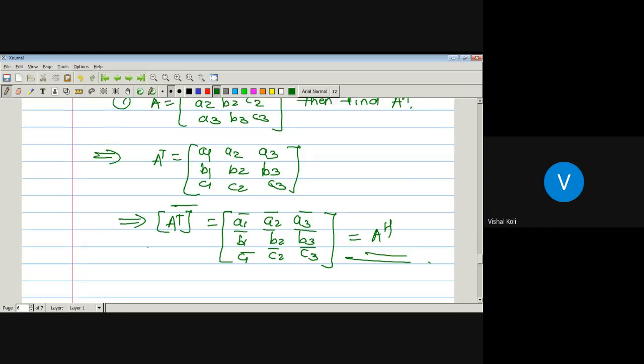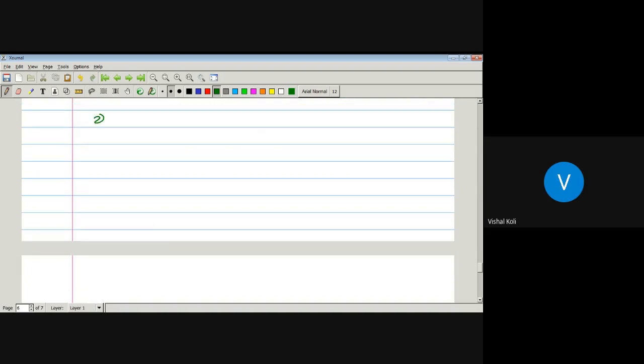Let us take some entries. Second example, if B equals 1 plus 3i, 2, 5, 6 minus 9i. Okay, so this is a matrix and we have to find its transposed conjugate, that is B star. First we have to make its transpose. If we make the transpose, then the first row becomes the first column, the second row becomes the second column.